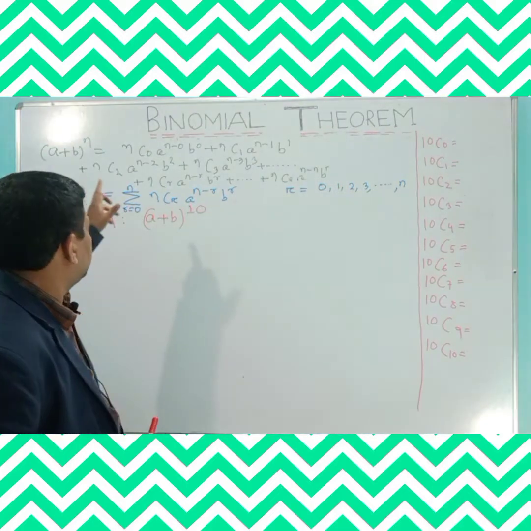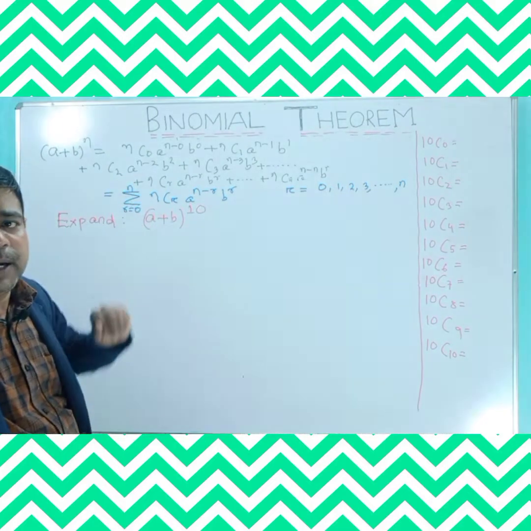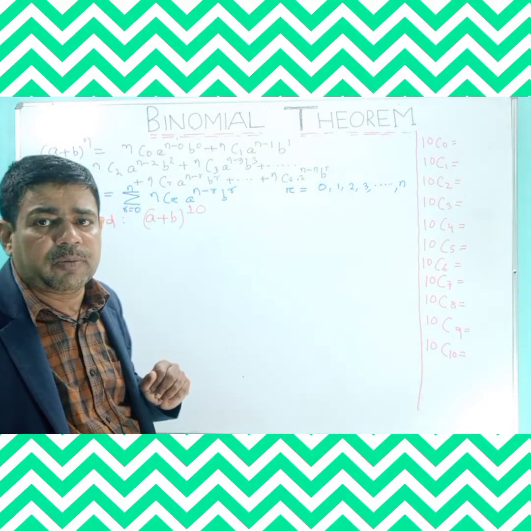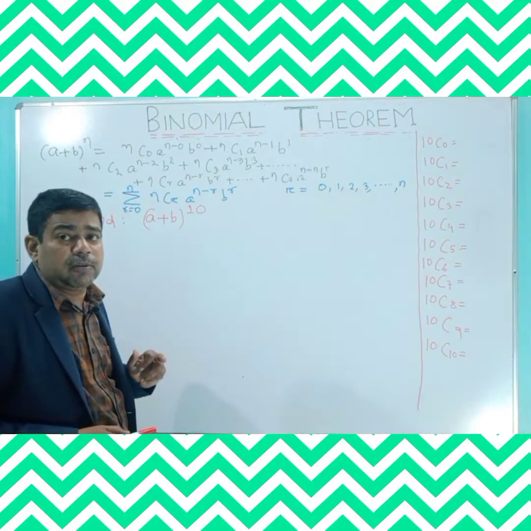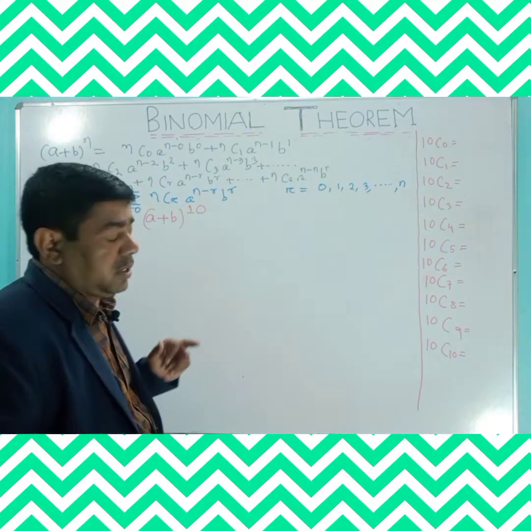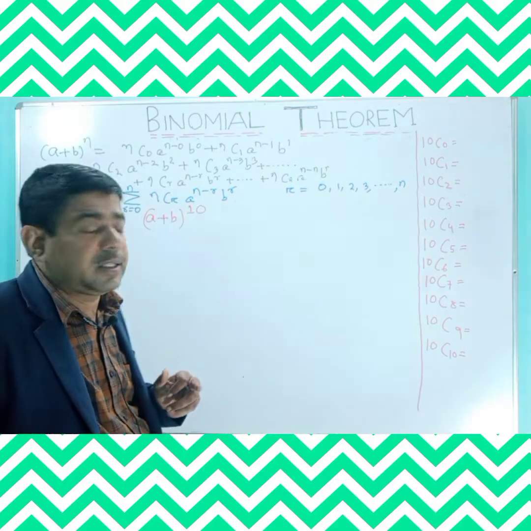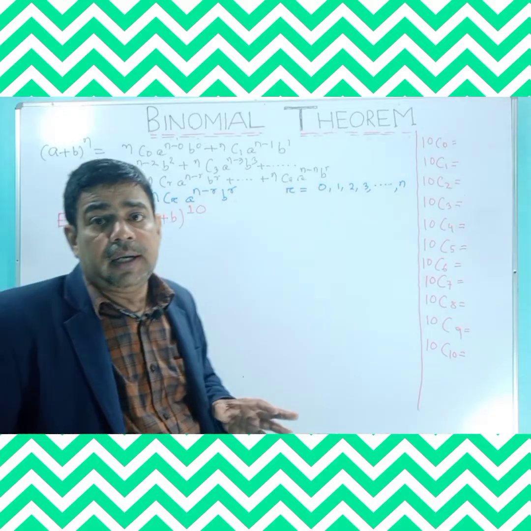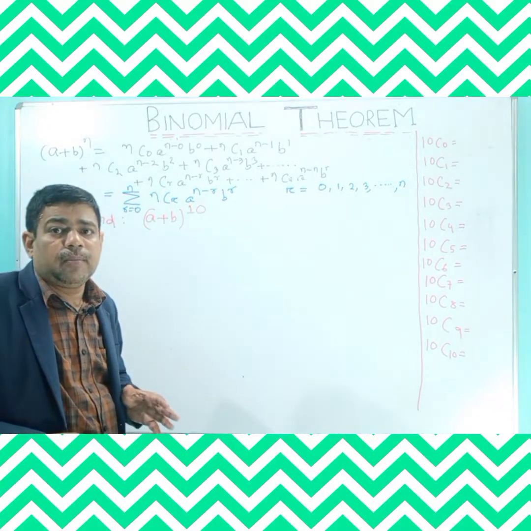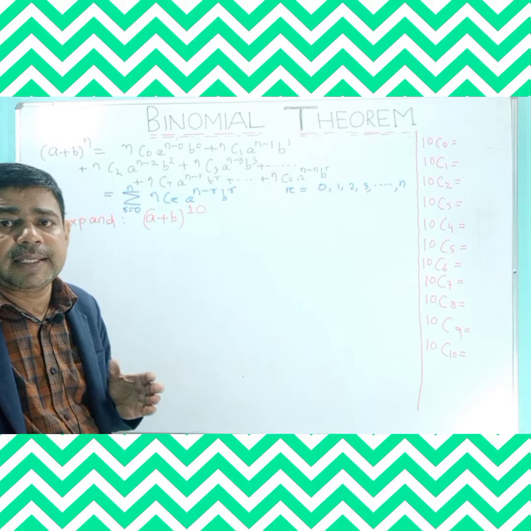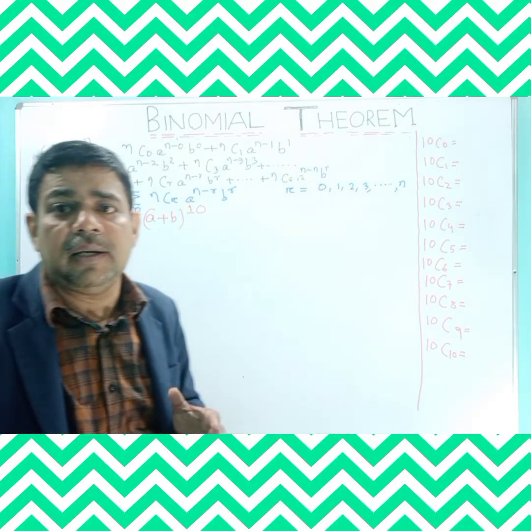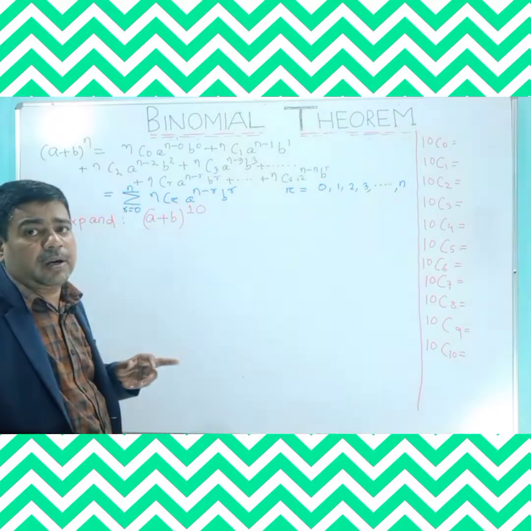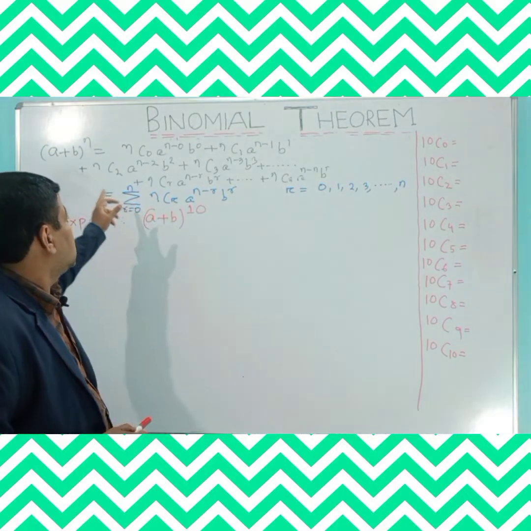(a plus b) to the power n is nC0 a to the power n minus 0 b to the power 0, plus nC1 a to the power n minus 1 b to the power 1, plus nC2 a to the power n minus 2 b to the power 2, plus nC3 a to the power n minus 3 b to the power 3. Okay, and plus up to nCr a to the power n minus r b to the power r, plus the last term will be nCn a to the power n minus n b to the power n. Right? Understand or not?